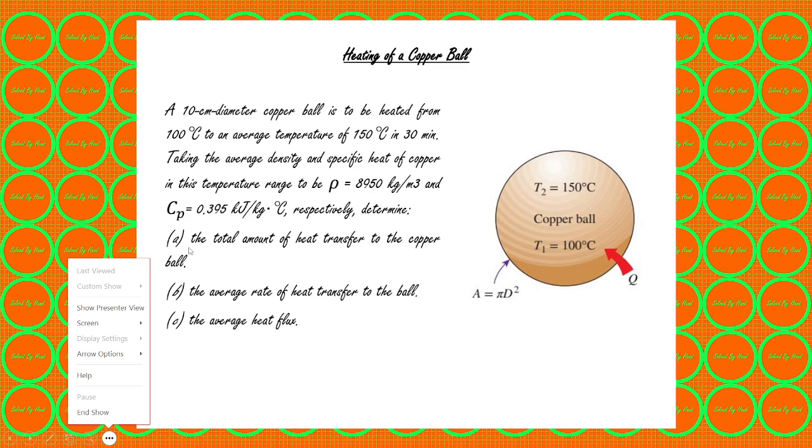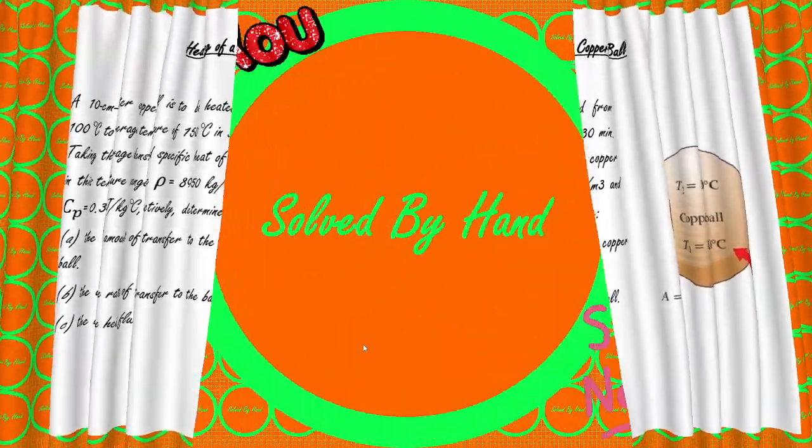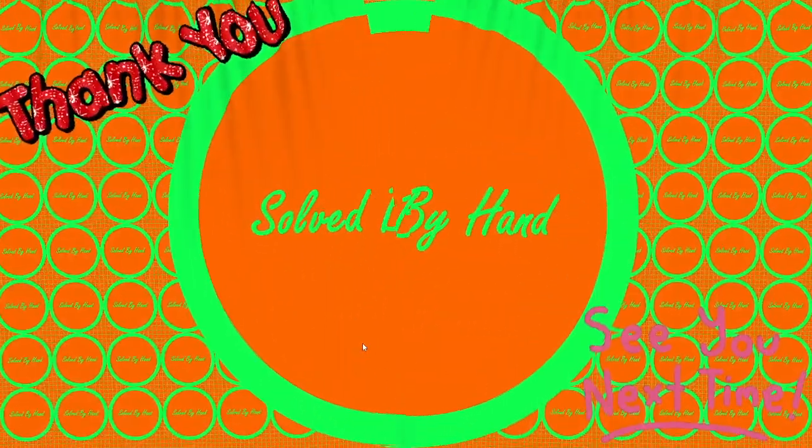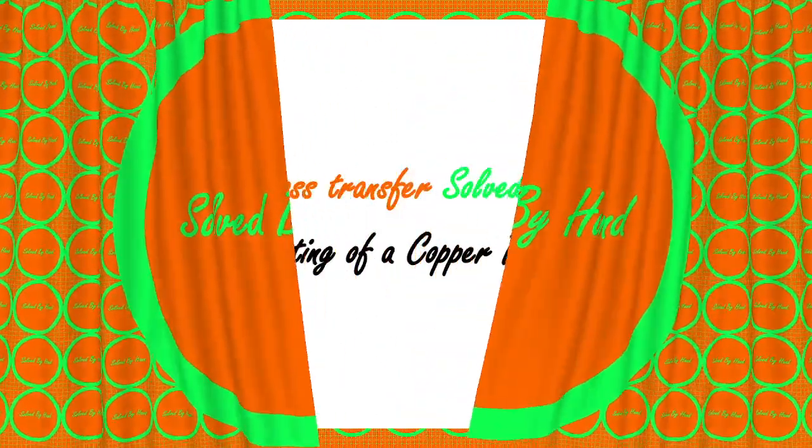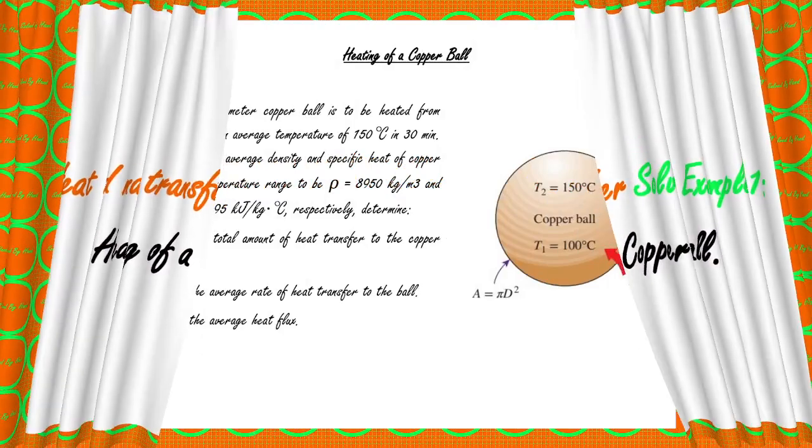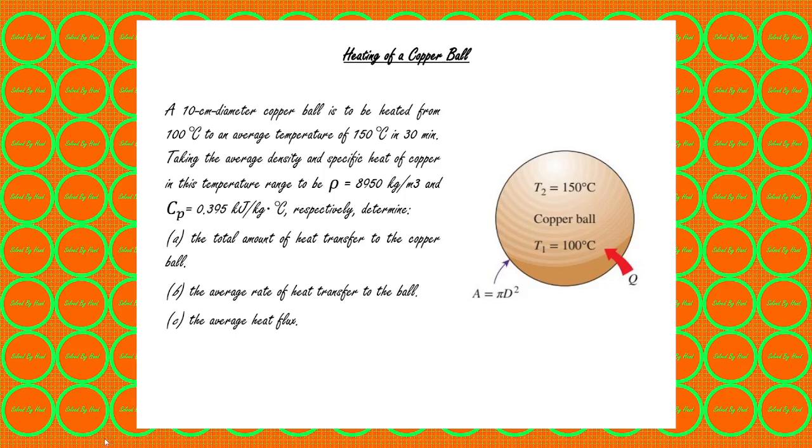So question A is done. We have calculated the total amount of heat transfer to the copper ball, Q. In question B, we have to calculate the average rate of heat transfer to the ball, which is Q dot.